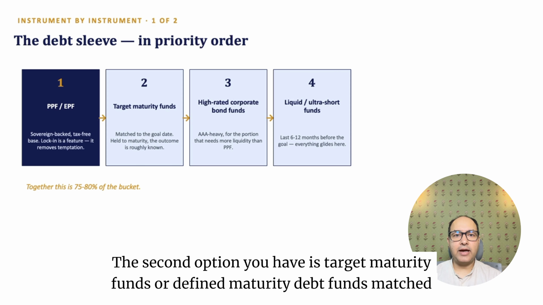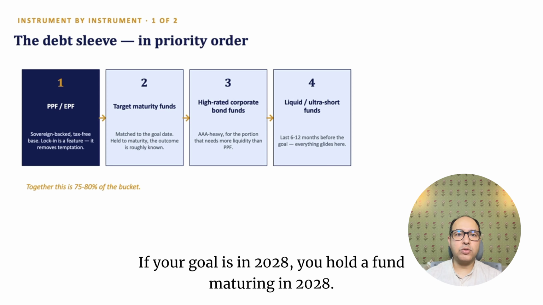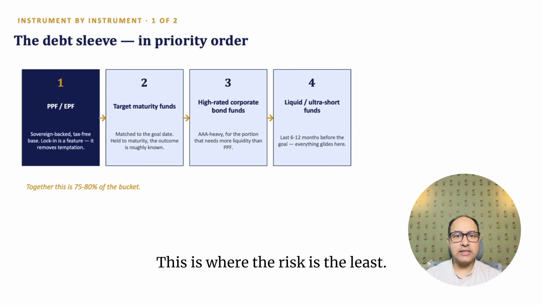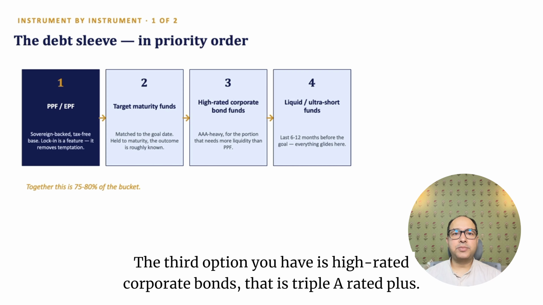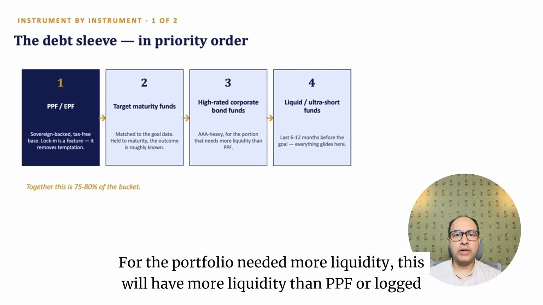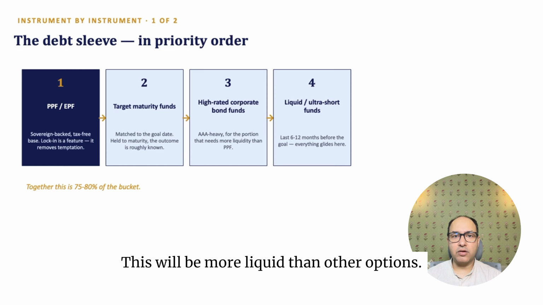The second option you have is target maturity funds or defined maturity debt funds matched to your goal. If your goal is in 2028, you hold a fund maturing in 2028. This is where the risk is the least because that removes interest rate guesswork entirely. The third option you have is high-rated corporate bonds, that is AAA-rated plus. For a portfolio that needs more liquidity, this will be more liquid than PPF or locked-in options.